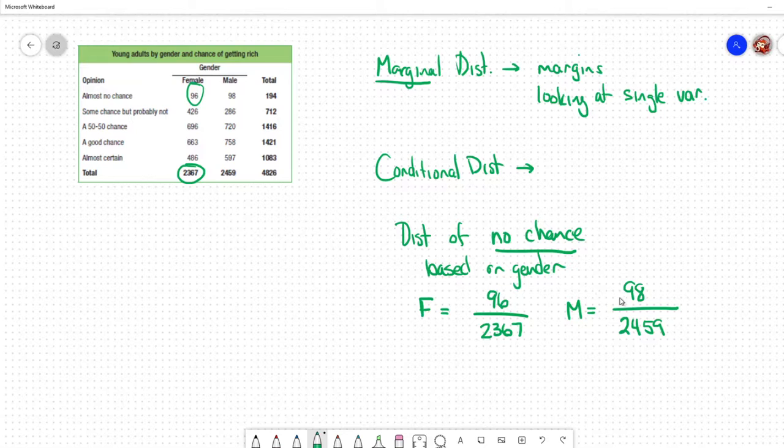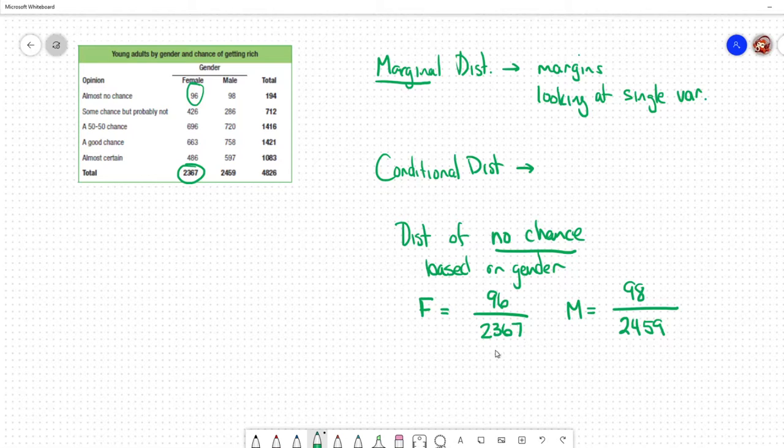So then we can use conditional distributions to help us determine if there maybe is some association between these two variables, because we're looking at two things at once. In a marginal distribution, you are not. You're looking at a single variable. We can't make an association just on a single variable. We need to look at two variables. So conditional distributions allow us to do that.